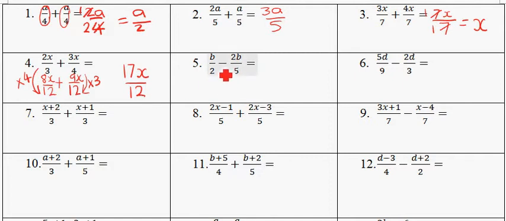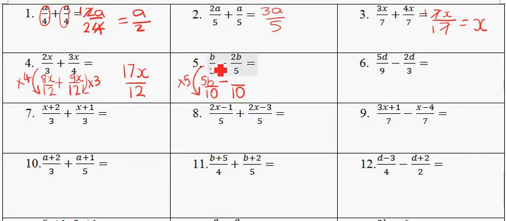And number 5, it's a subtraction, but I've got different denominators, so we need to find a common denominator, and the least common multiple of 2 and 5 is 10. Now to change that fraction into tenths, I'd have to times by 5. 2 5s are 10. And so doing the same to the numerator, b times 5 is 5b.